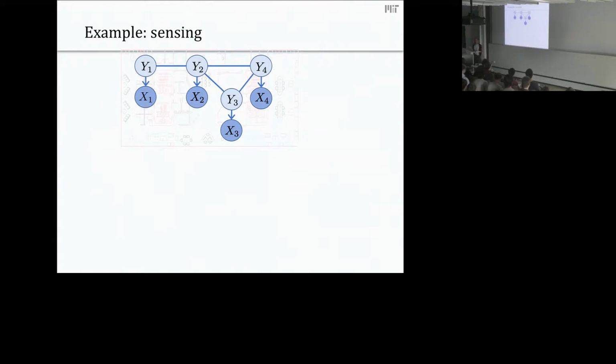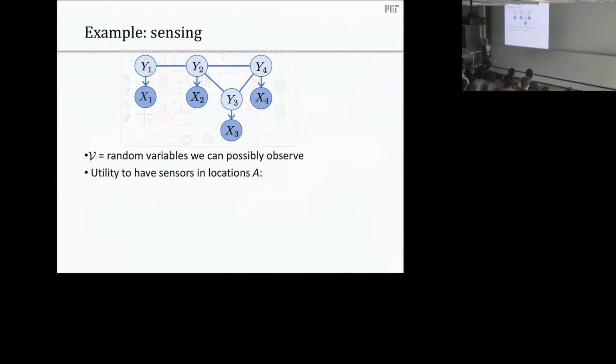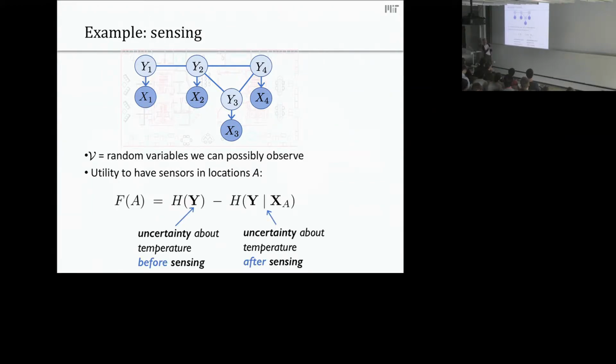And how would I model this mathematically? Essentially, the way we model this is by using information functions. As my utility, I'm going to look at, first, what is the uncertainty about my unknown random variables, the Y's, if I don't observe anything? And how much does this uncertainty shrink if I observe in location A? And I want to maximize this shrink. Ideally, I want to shrink it to 0. So how much does my uncertainty shrink if I select sensors in location A? This is also called the mutual information between what I have selected as my observations and the unknown Y's.